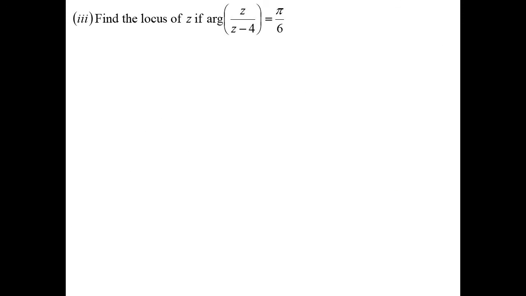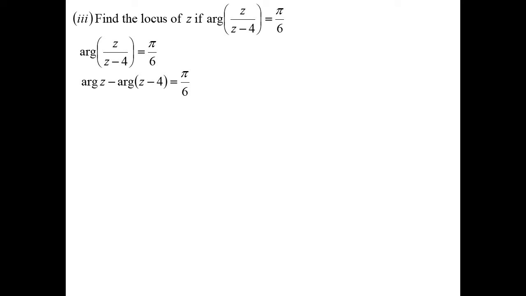Okay, find the locus of z if the argument of z on z minus 4 is pi on 6. So this is the one where I'm saying, hey, I see the argument, linear function on linear function equals an angle. I got an arc of a circle. The question is trying to work out where it is. And this is where geometry is far superior.